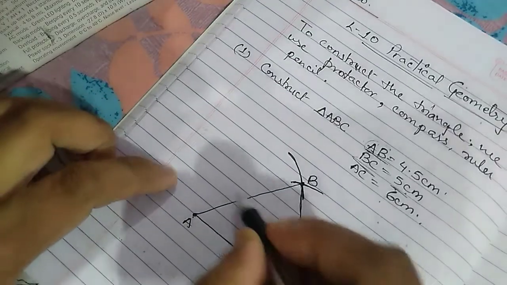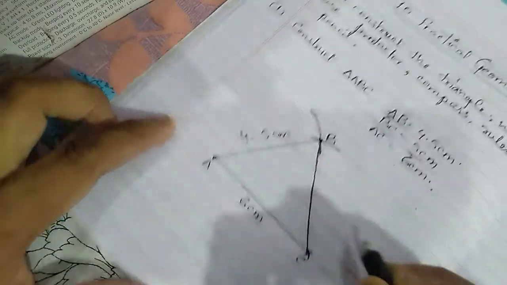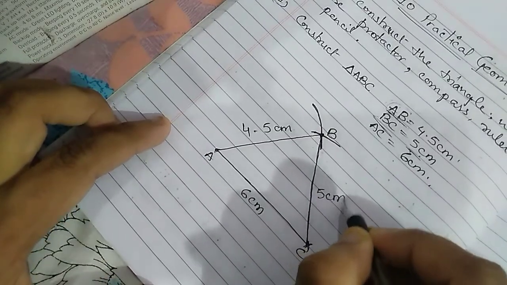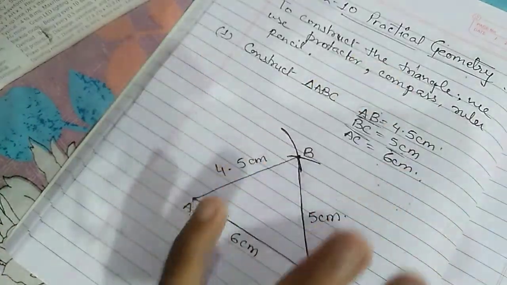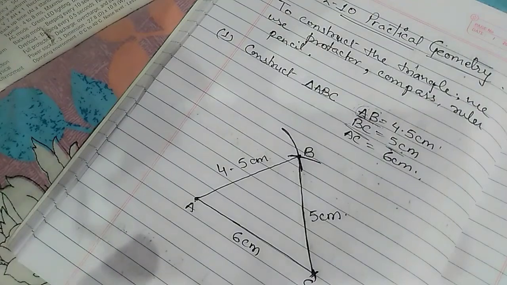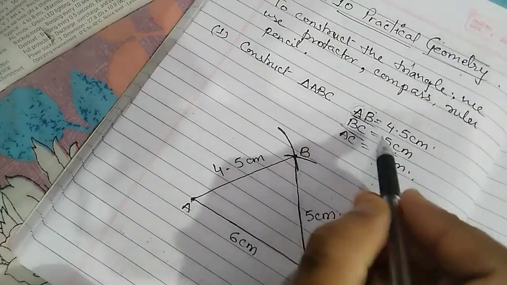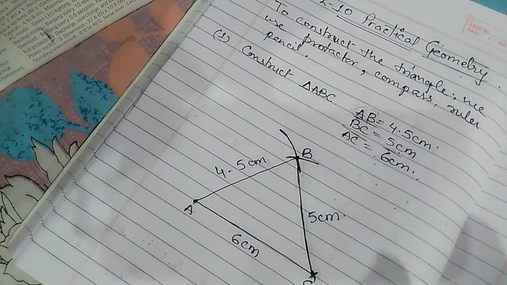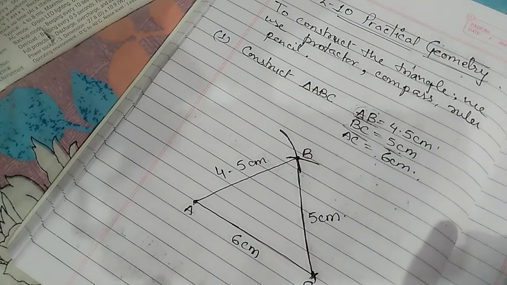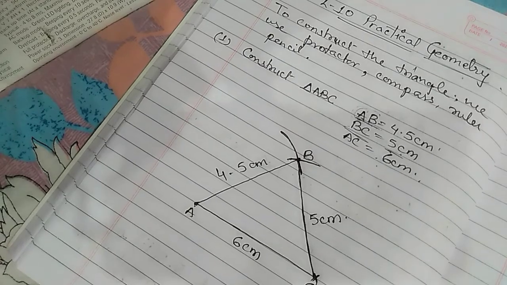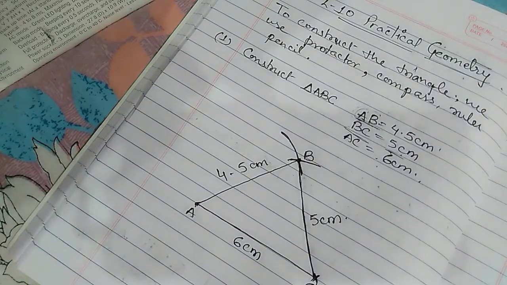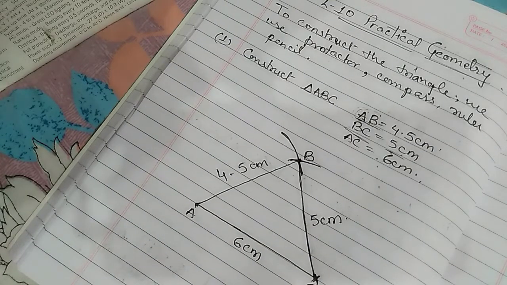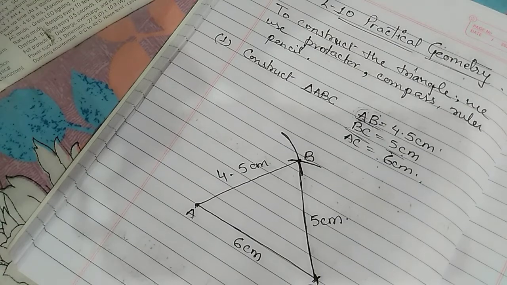So AB length is how much? 4.5 centimeter and BC length is 5 centimeter. Here is your triangle. This is the first type, in which all three sides are given. In the second type, one angle and two lengths are given. Here all three sides were given, but in the second type you may be given one angle and two sides. So with the help of that, how will we construct? Let's see the second step.